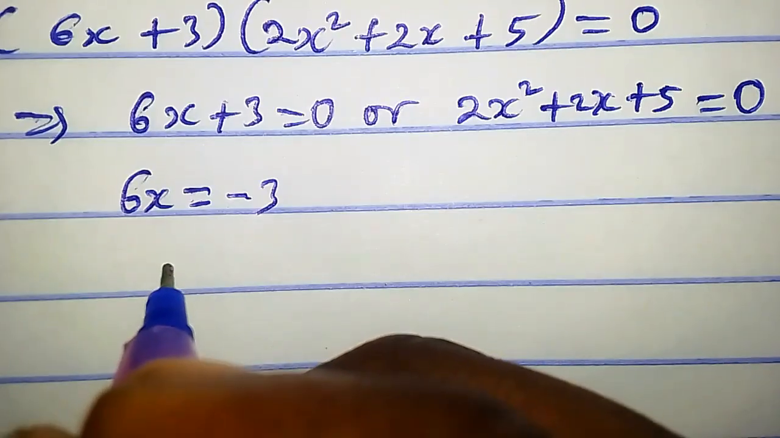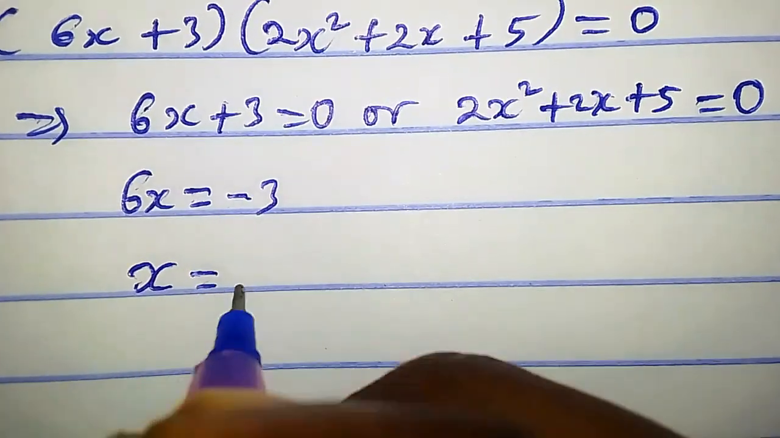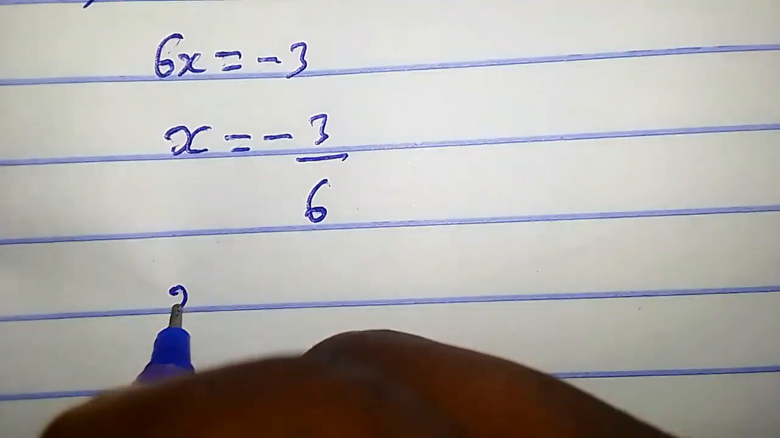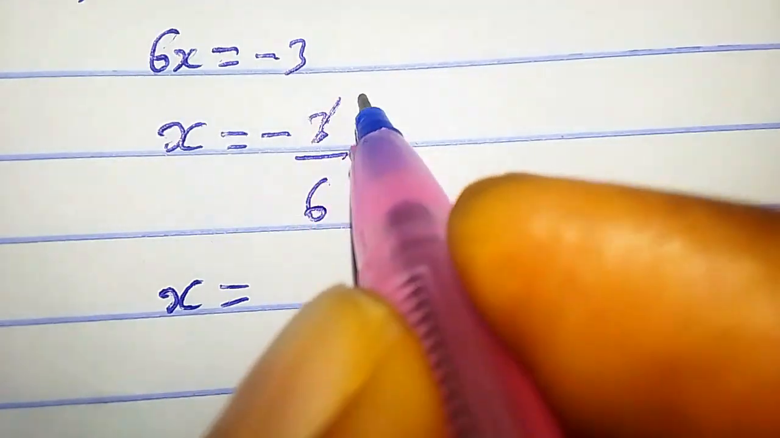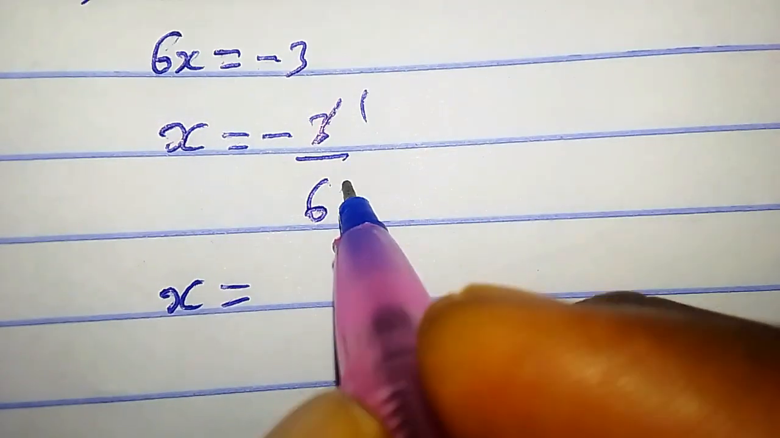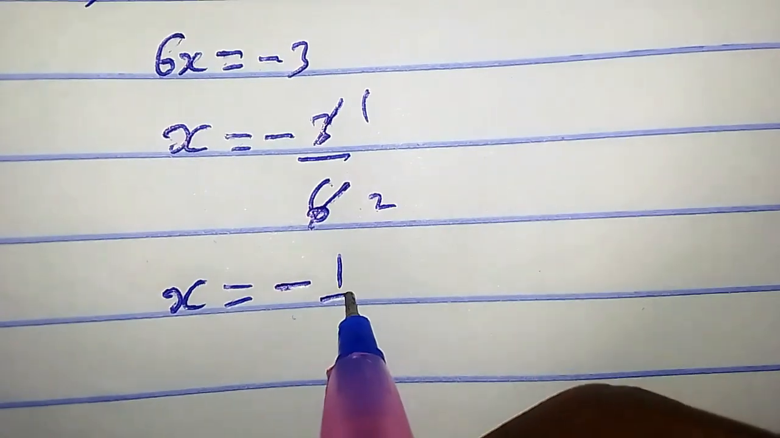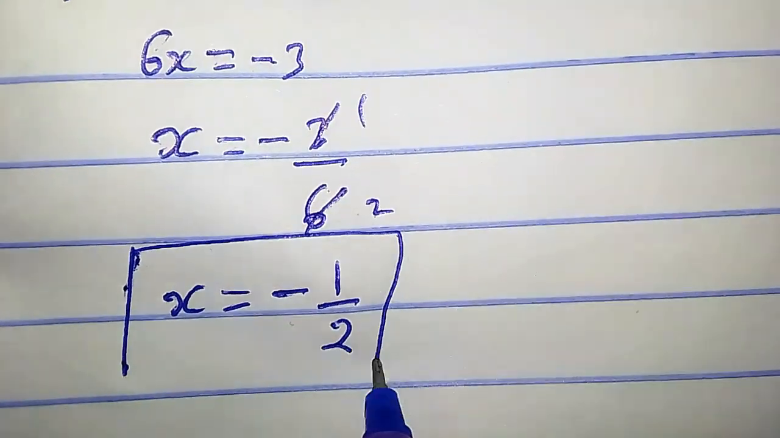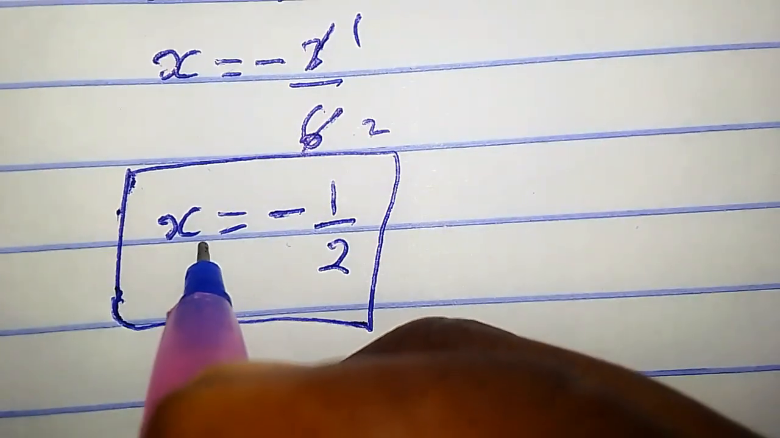Clearly, from this line, 6x equal to minus 3. If we divide through by 6, we simply have x equal to minus 3 divided by 6. 3 in 3, that is 1, 3 in 6, that is 2. We are left with minus 1 over 2. This is the first solution. x equals minus 1 over 2. Let's call it x1.